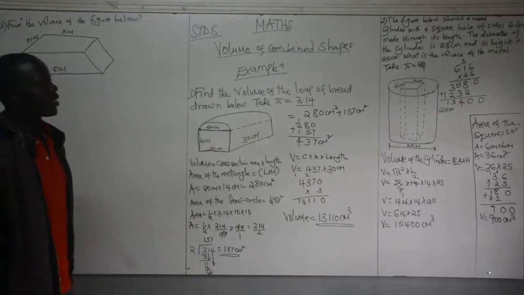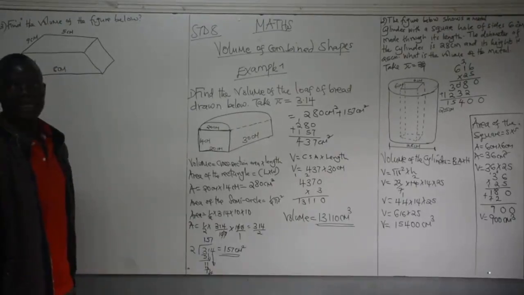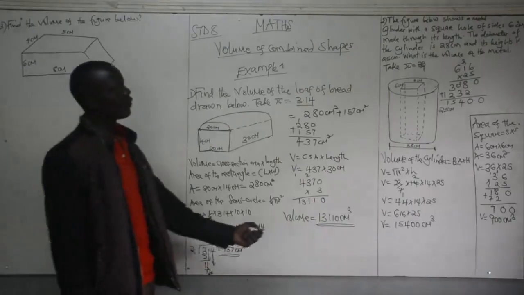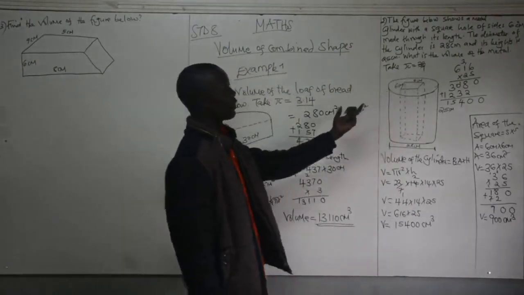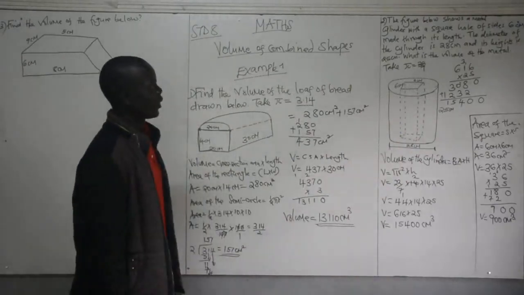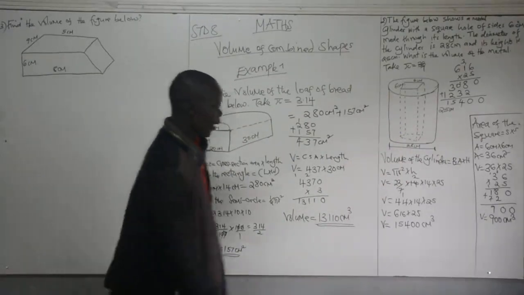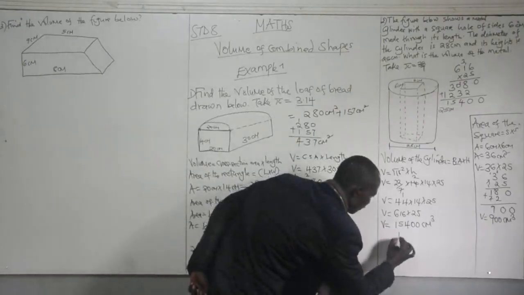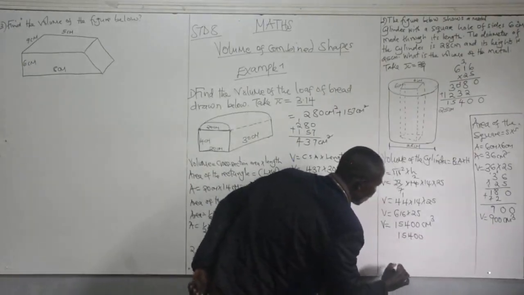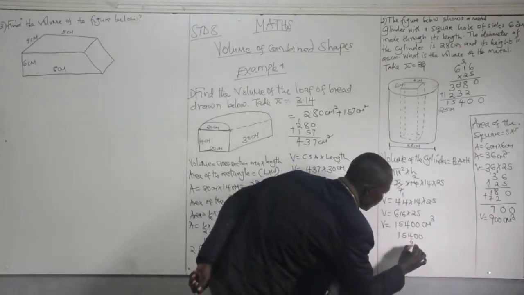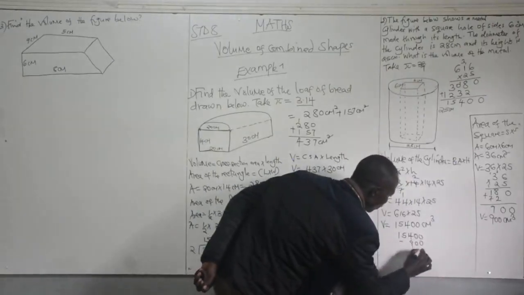So the question says, what is the volume of the metal? So we are supposed to get the volume of the metal cylinder minus the square hole that has been made through its length. So we have 15,400 minus 900. So let us subtract.